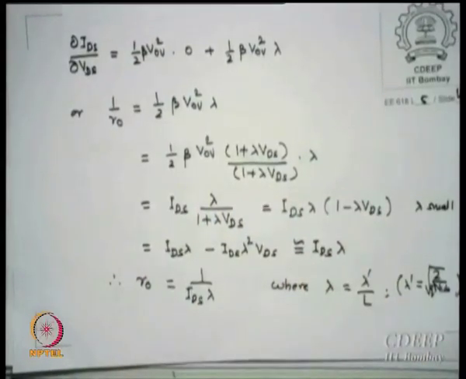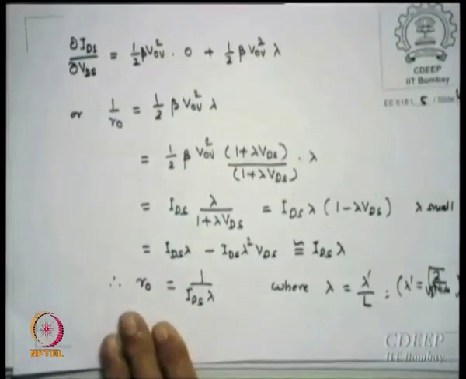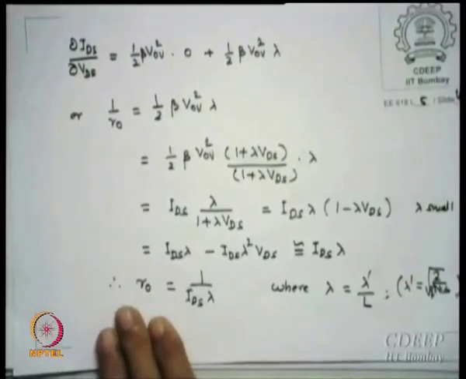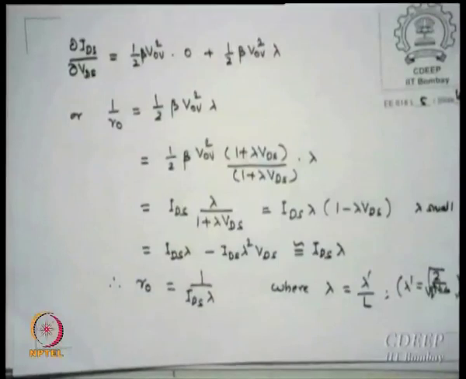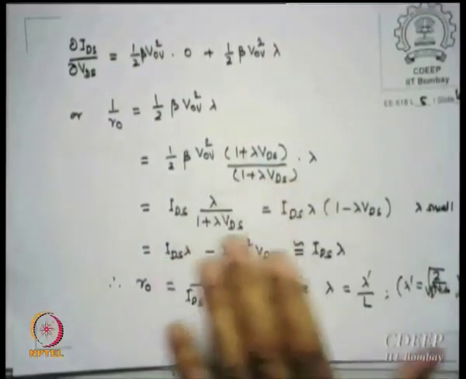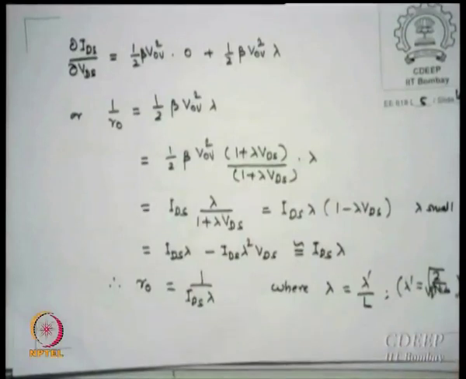So in my expression, R0 is 1 upon IDS lambda. So if I am specified lambda or VA, I have knowledge of my R0. Is that correct? How do I get R0? Either I will be specified the lambda value or I will specify the early voltage, which does the same, and then if I know my bias current IDS, then I know my R0. With all these conditions, inaccuracy is partly built in, but this is the first trial for the system, so that is good enough for your evaluations.